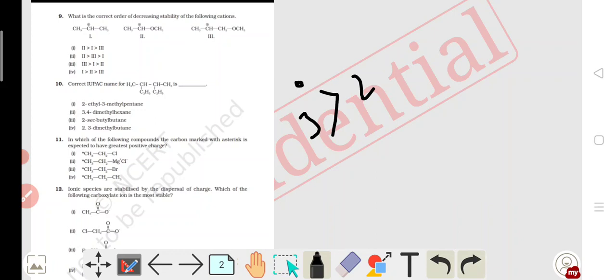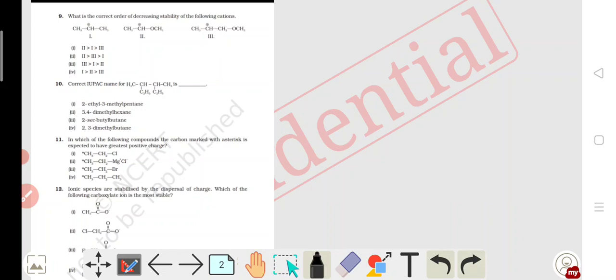But here there is an oxygen having a lone pair delocalized to the carbocation, which is easy as compared to the others. So my option 2 is first, then comes this one, then option 1, then option third. So my correct option is 1. Then comes question number 10.